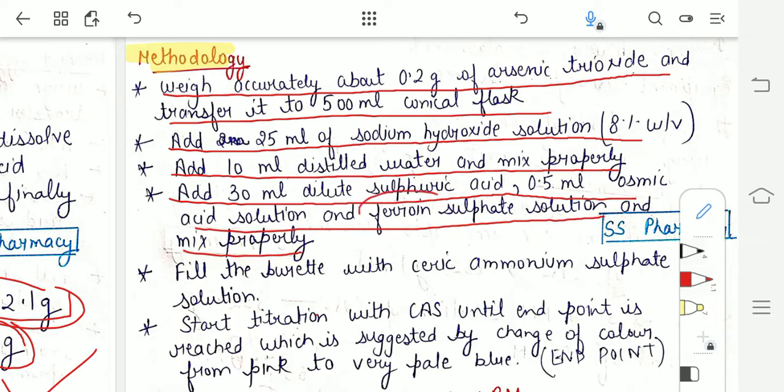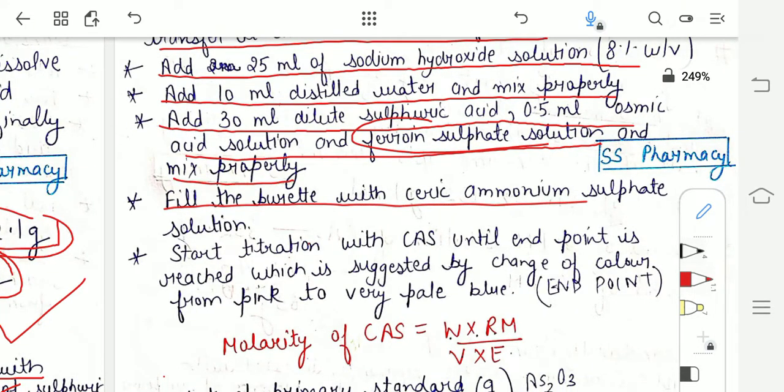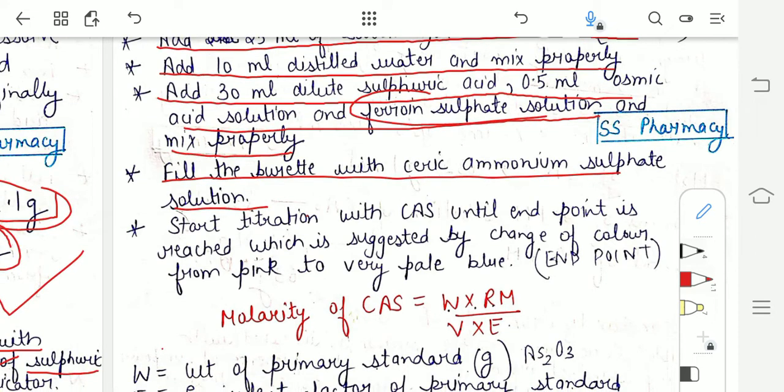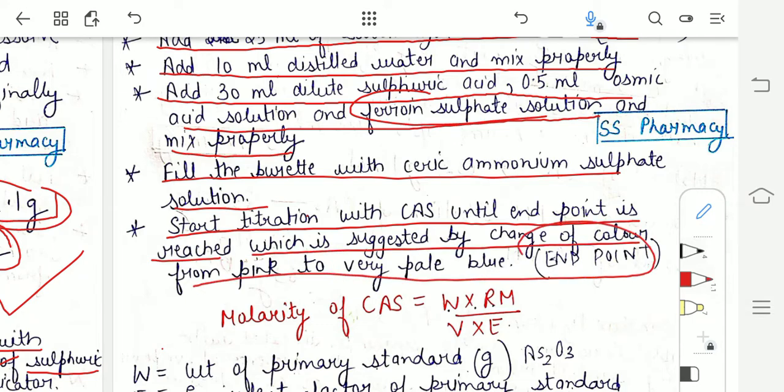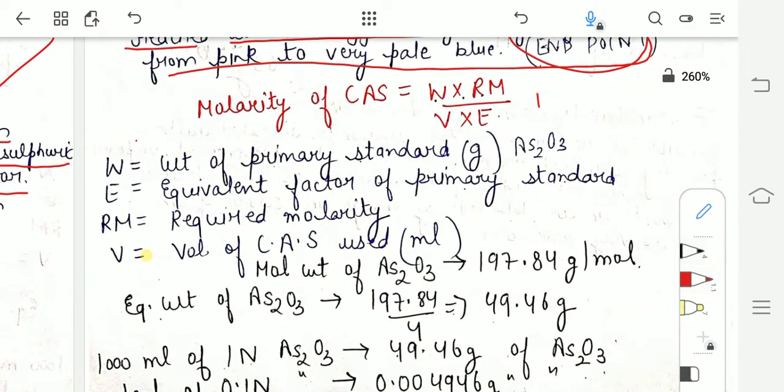This is our indicator. And then we have to fill the burette with the ferric ammonium sulfate solution, which we have prepared already in the first step. And then we have to start the titration with ferric ammonium sulfate until the endpoint is reached, which is suggested by a change of color from pink to very pale blue. This is our endpoint. And then the same formula which we will use for calculating our molarity, we have also used for sodium hydroxide, sulfuric acid, hydrochloric acid.